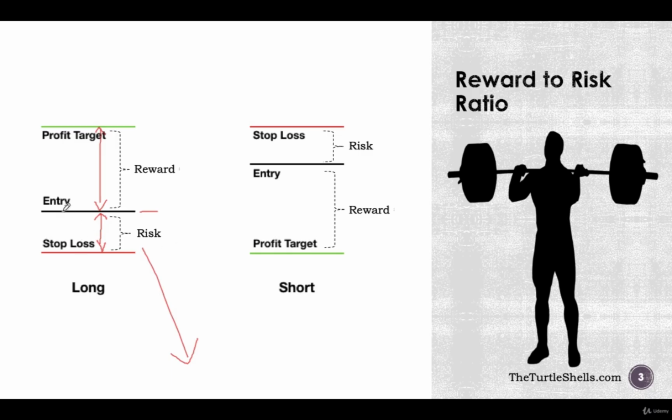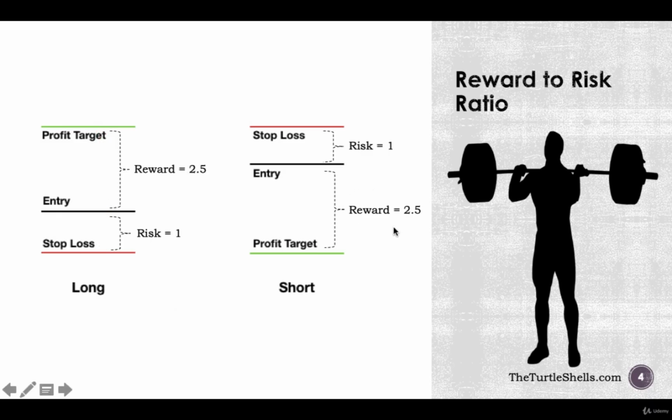So entry, stop loss and profit target. That's the ratio we are talking about: the reward divided by the risk. Similarly, for a short position, it will be reverse. You have the entry and stop loss, that's the risk, and you have the profit target, which is your reward, the distance between entry and profit target. So again, in this case, the same concept applies, the reward to risk.